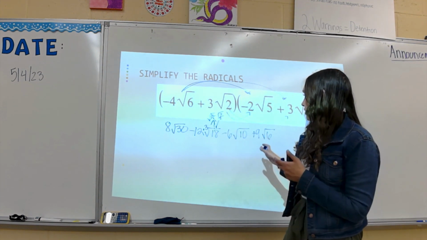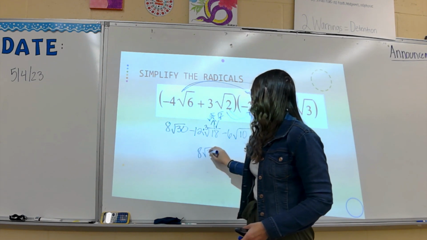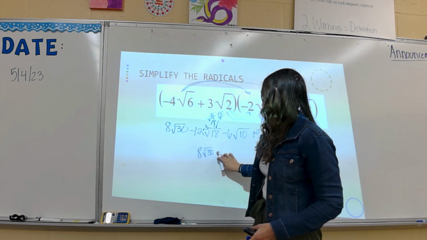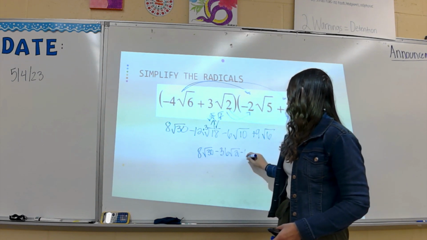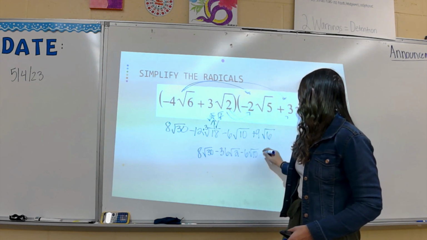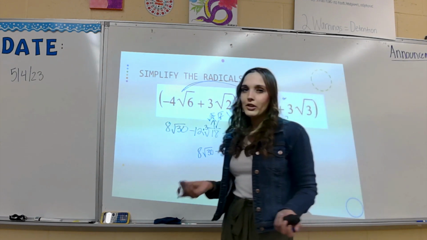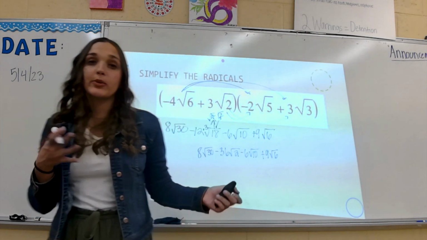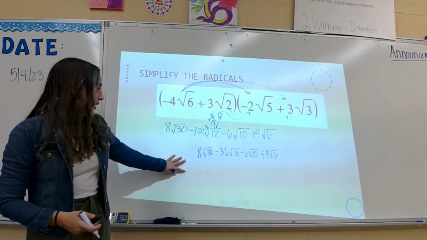So none of those square roots I'm able to combine, so I'm just going to write it out as 8 square root of 30 minus 36 square root of 2 minus 6 root of 10 plus 9 square root of 6. I know 30 looks a little big, but when we went through our perfect squares, we were not able to evenly divide them, so that would be our final answer.